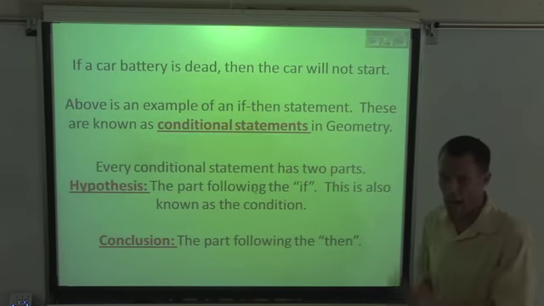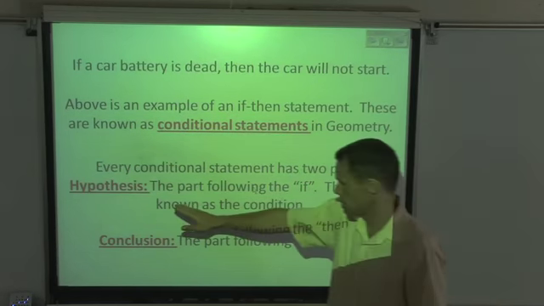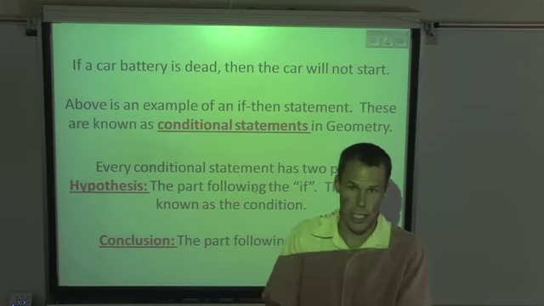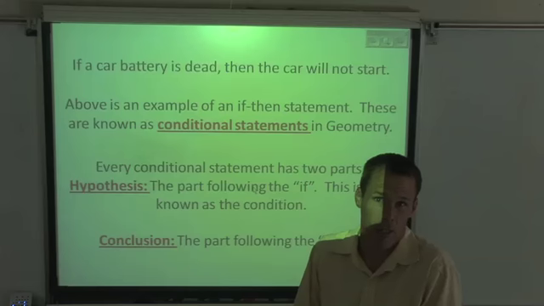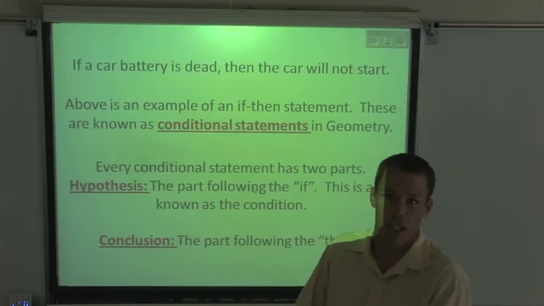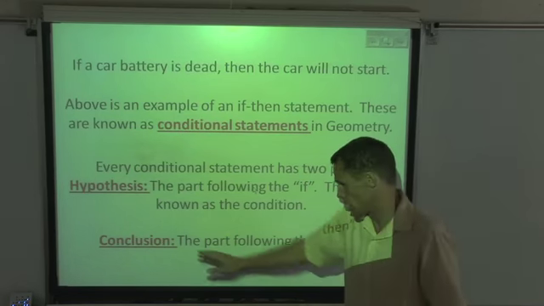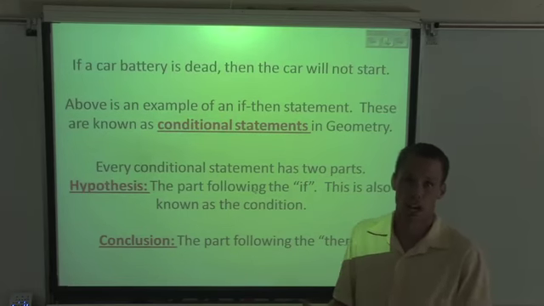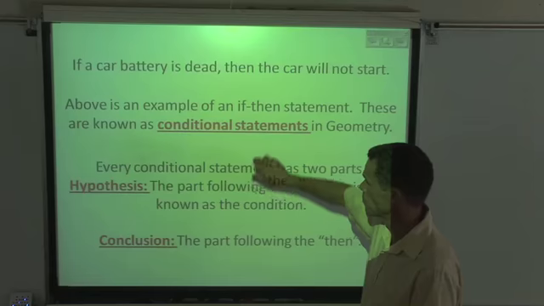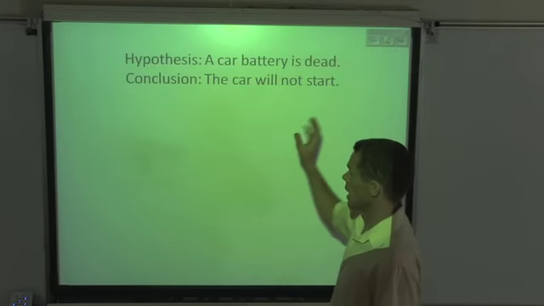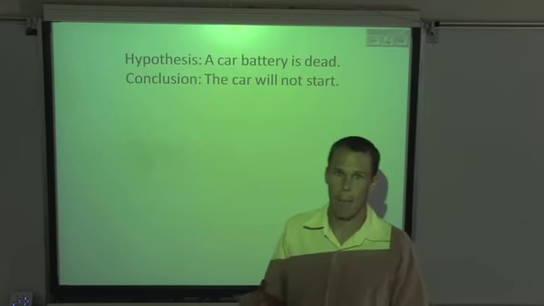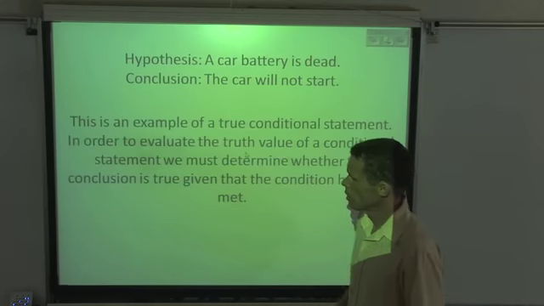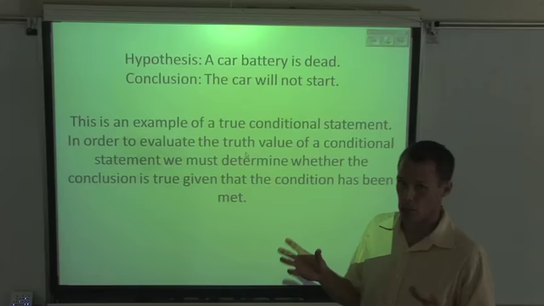Every conditional statement has two parts. It has a hypothesis, the part following the if. This is also known as the condition, what I just said. The car battery must be dead in order for us to have this conclusion. Then there's the conclusion, the part that is following the then. This is the result of the condition happening. So, from our previous example, a car battery is dead is the hypothesis. The conclusion is that the car will not start. This is an example of a true conditional statement.